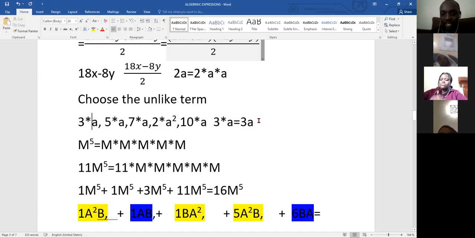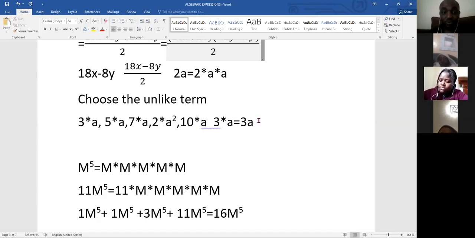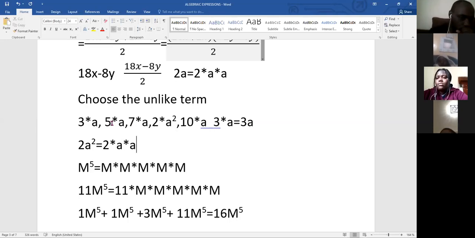But in 2a squared, it means 2 multiplied by a multiplied by a. So you can see 2 is being multiplied by a multiplied by a. This one is quite different from the others.